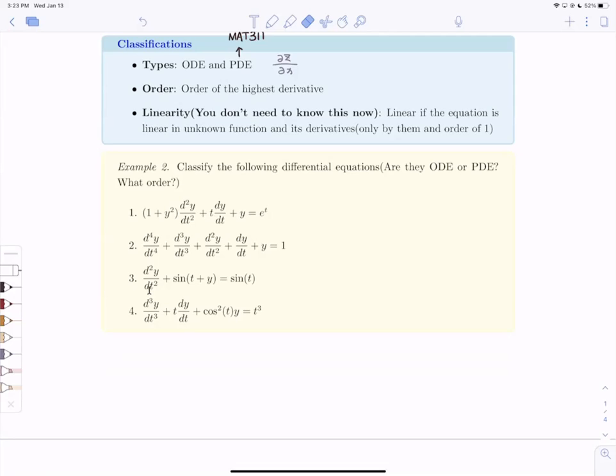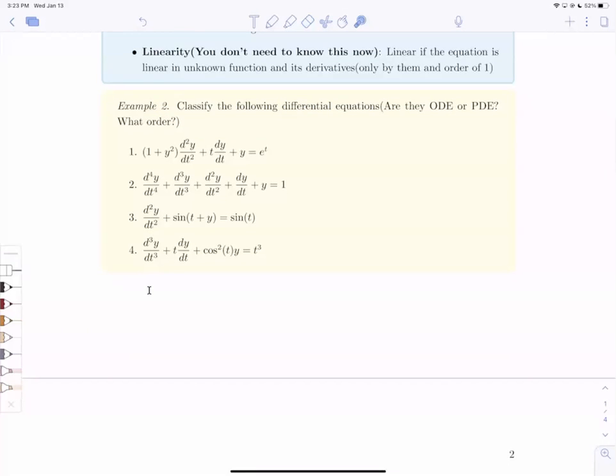It is 2, 4, 2, 3. All right, so the first one, where exactly can you see that it's second order? The second one, okay? Yes. Because this derivative is a second derivative, and that's the highest derivative, that makes the whole equation second order. The second one, because this one is the highest order, and it has order 4, so this is fourth order.